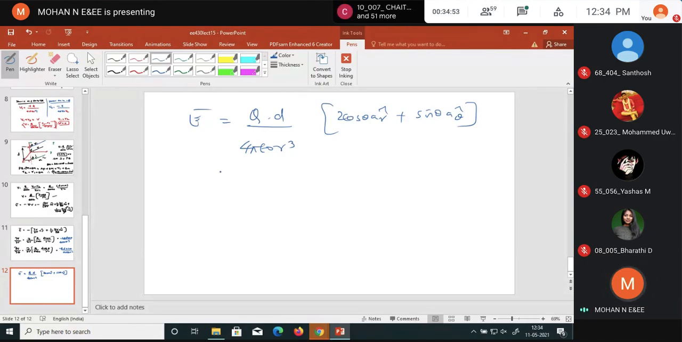Okay. Yes. Now we shall discuss the dipole moment. So what is a dipole moment? The product of Q and D vector, that is the dipole moment. It is denoted by P vector.